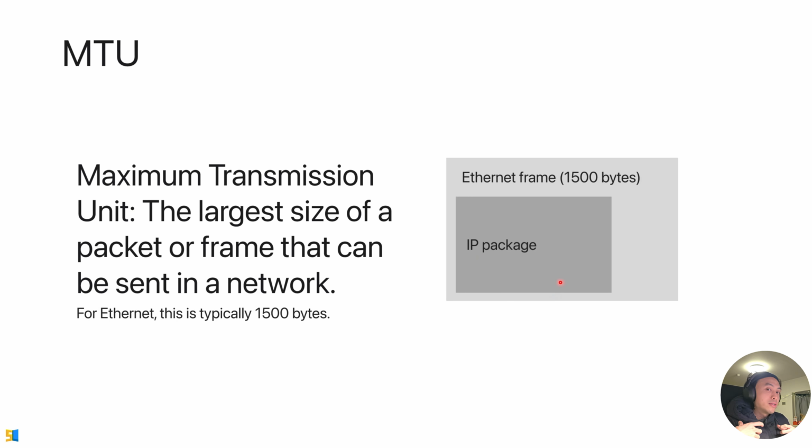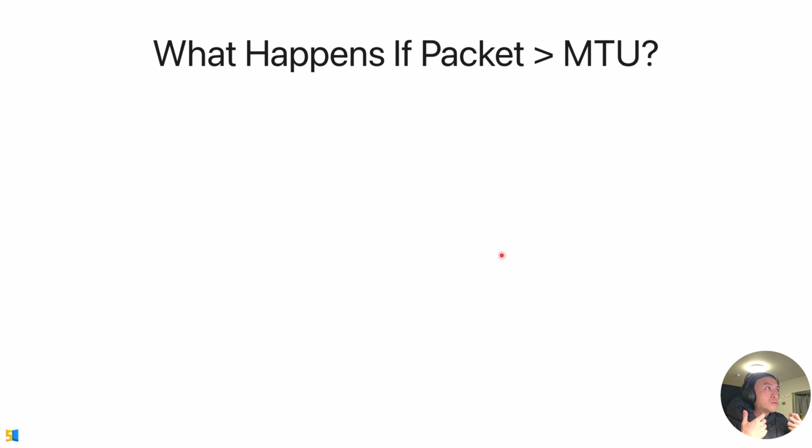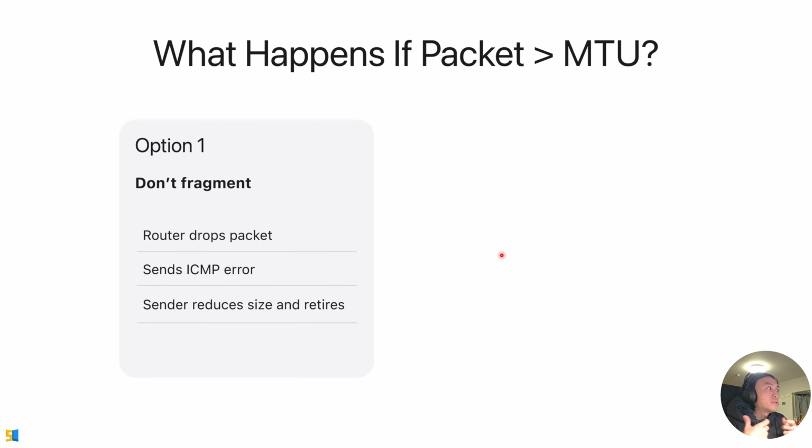So your IP package size cannot be greater than the size of the Ethernet frame, right? For example, we have the Ethernet frame. So what happens if the packet size is greater than the MTU size? There are two options. First, don't fragment, which means that the router will drop the package.